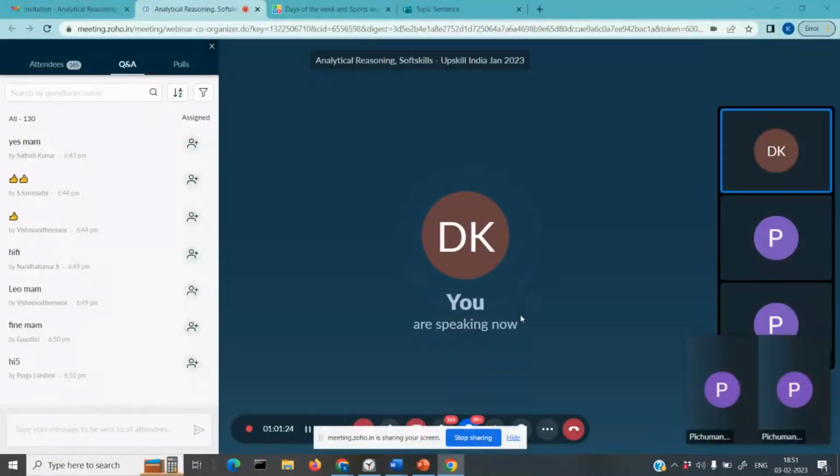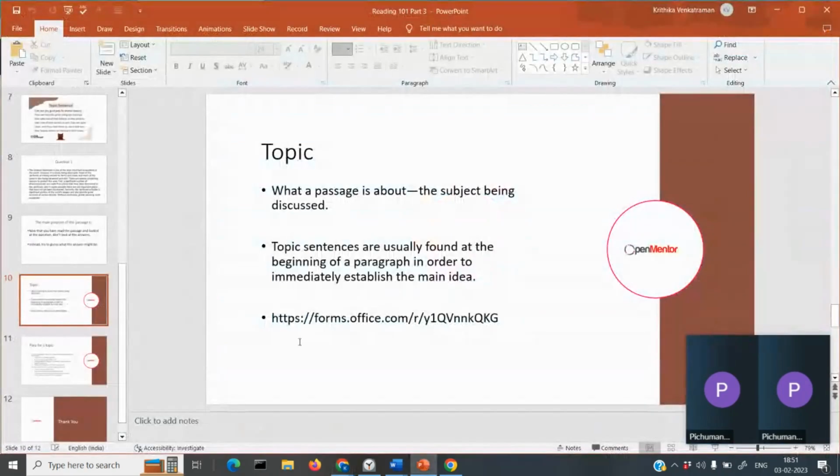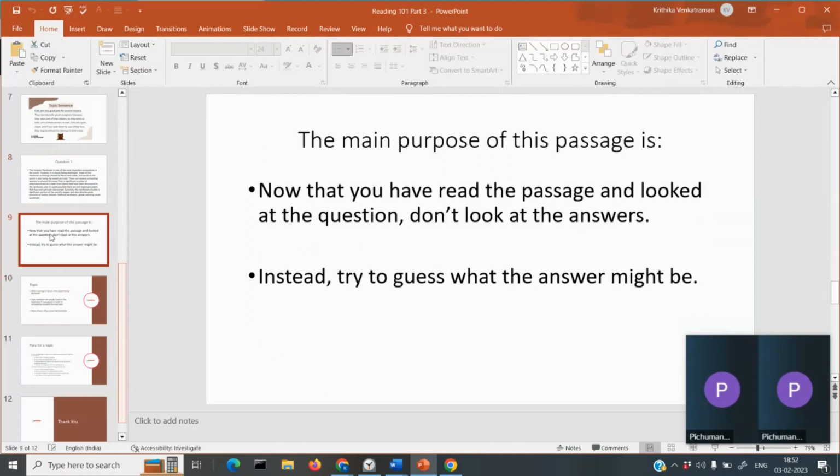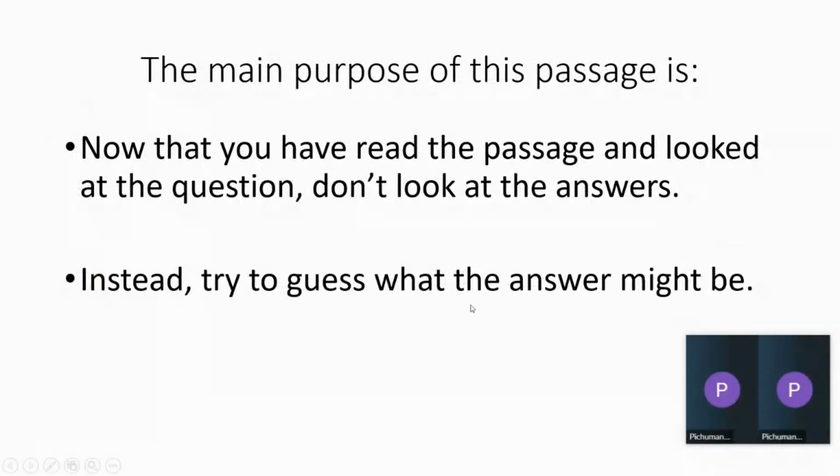Meanwhile, I'm going to share my screen and let us start proceeding. Today, we are going to learn about an important topic called topic sentence. Yesterday, we stopped with introduction to topic sentence, right? I just introduced you and we read one example, right? Today, we are going to learn more about topic sentence and we are going to practice as well. Right? Okay, so let me start.